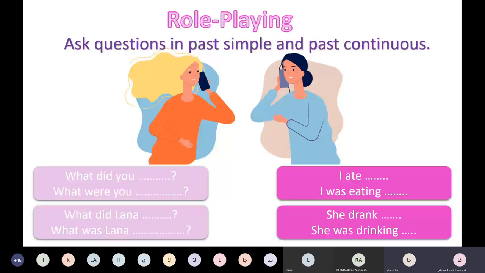I was dancing. Wonderful, Hala, continue. And I was eating cake. Yes, girls, continue. Don't stop. What did you do at the party? I dance and I eat cake. What were you eating? I were eating cakes.